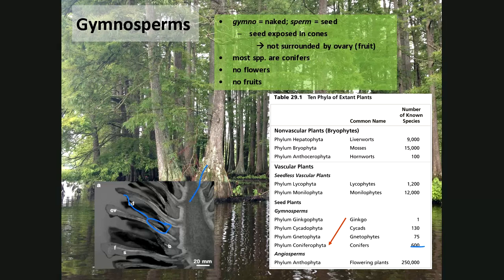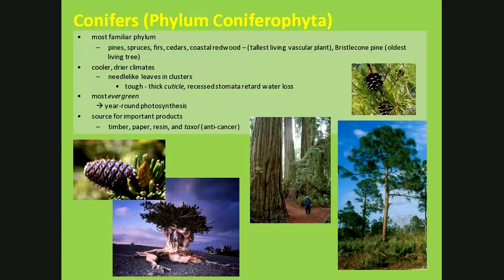Look at this. This is amazing, right? 250,000 species of flowering plants. Whenever evolutionary biologists look at that kind of diversity, they go, man, this is a group that really figured out how to adapt to many different types of environments. 250,000. All right, let's talk about the conifers first, the phylum Coniferophyta.